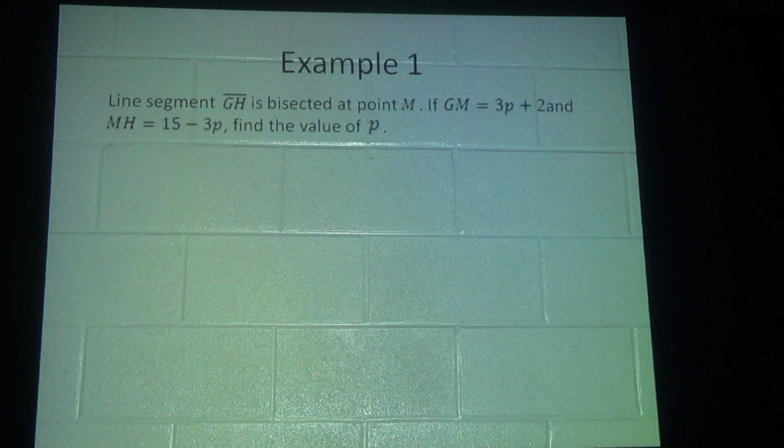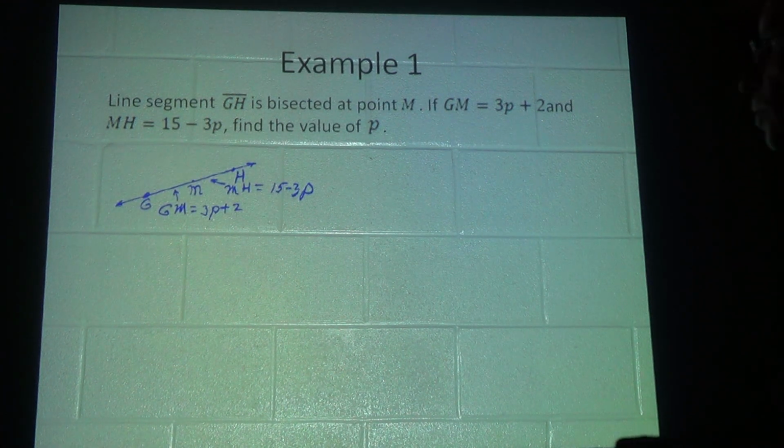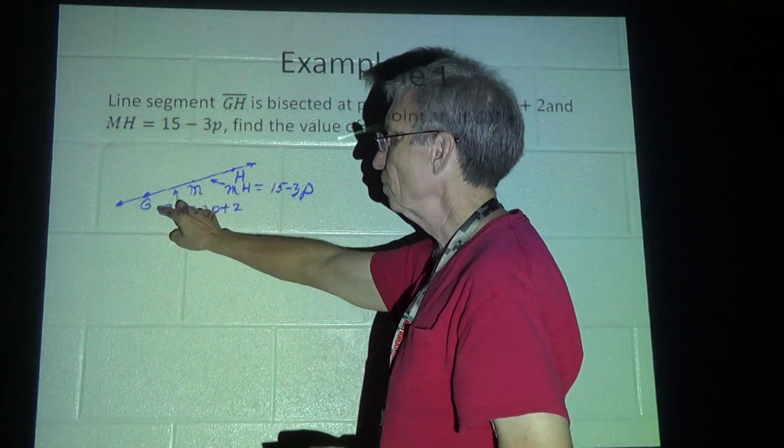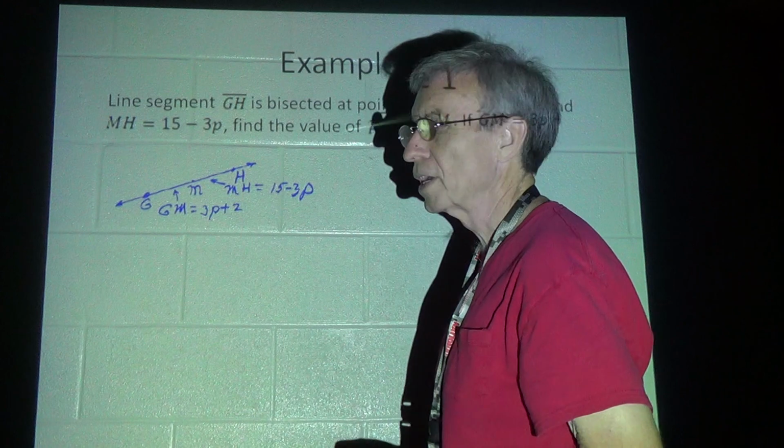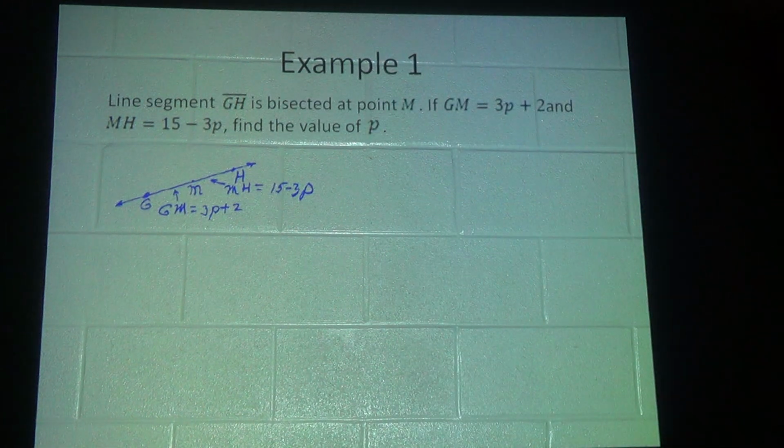All right, then let's look at example 1. Line segment GH is bisected at point M. If the length of GM is equal to 3P plus 2 and the length of MH is equal to 15 minus 3P, they want you to find the value of P. So here's what we have. We draw the situation out with a diagram. So we have a line segment GH, and a midpoint on that segment is M.